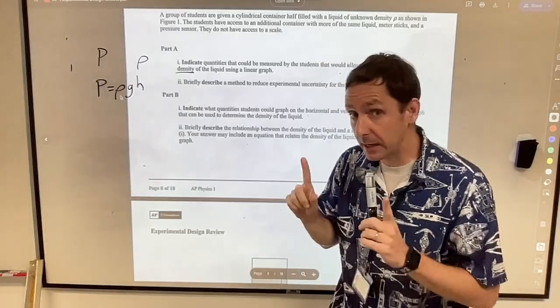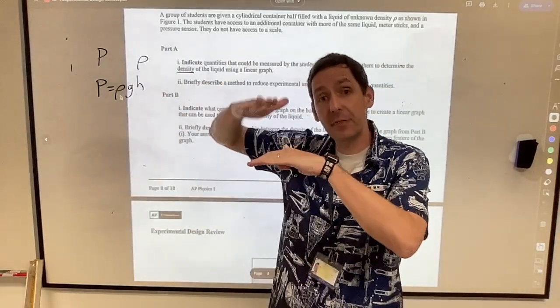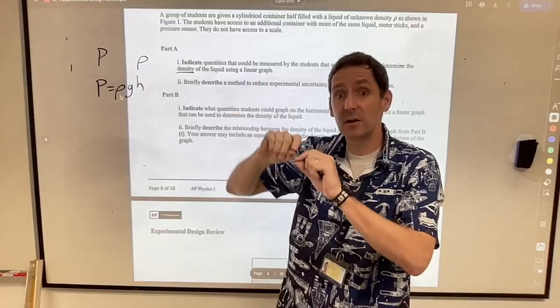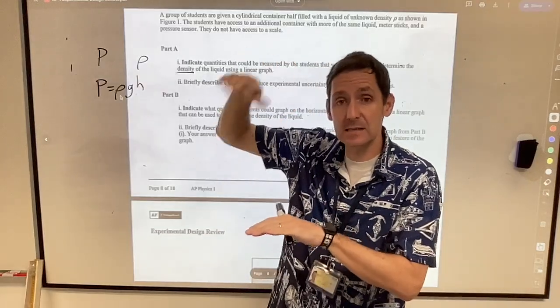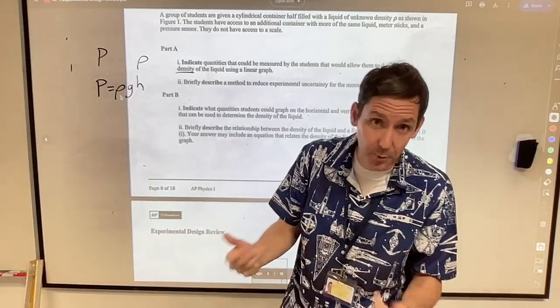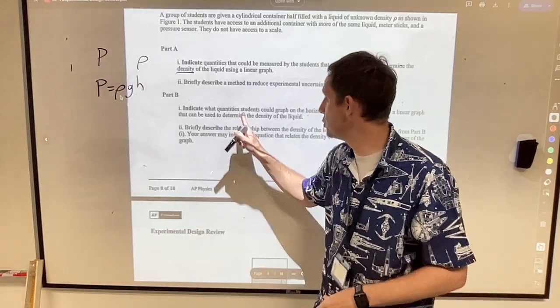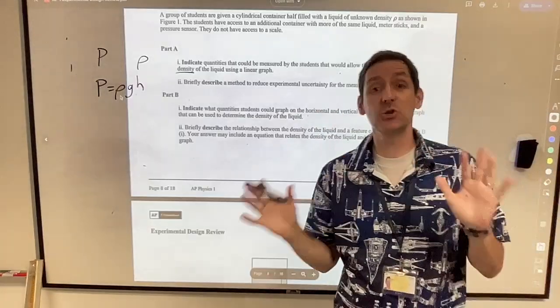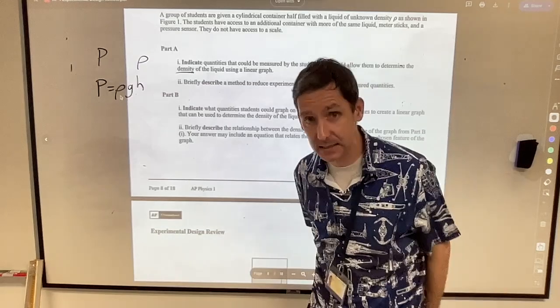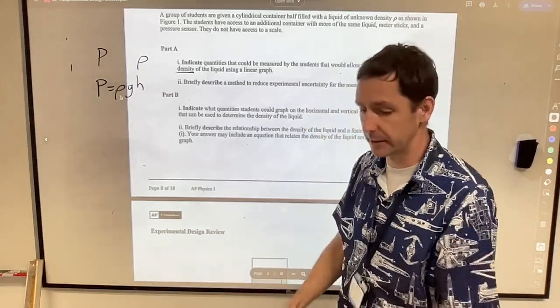Okay, now remember here that h is the depth of the fluid above the point that you're measuring, right? So the higher the fluid is, the deeper you are, the more pressure there is. All right? Now, they do want the quantities we can graph on horizontal and vertical axes. They're not asking us to explain how we're going to get that. They're just saying, what do we need to put on a linear graph?